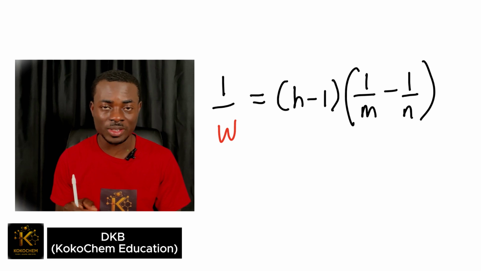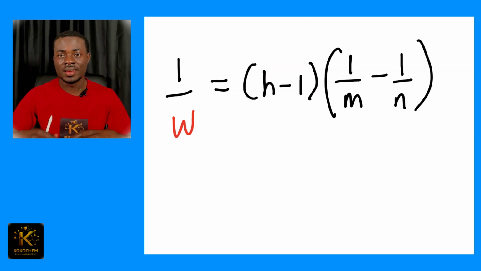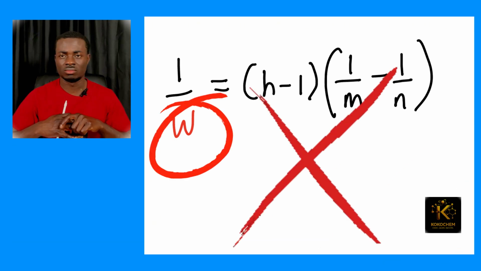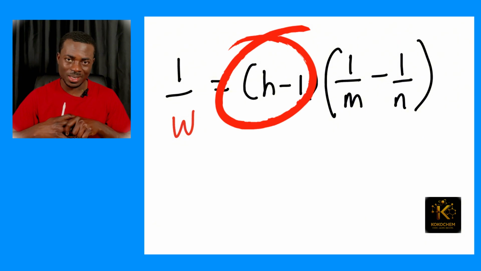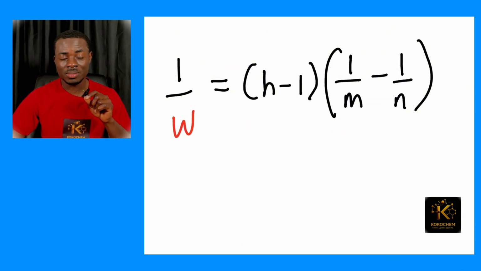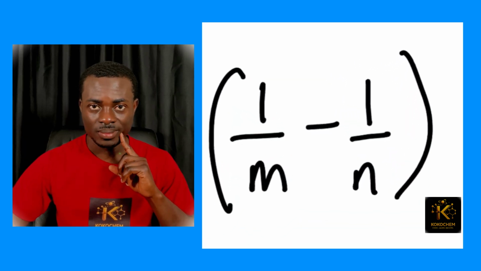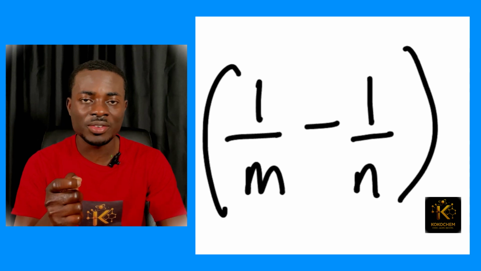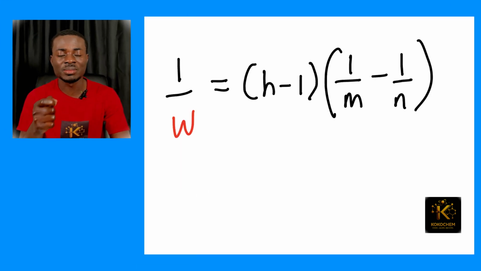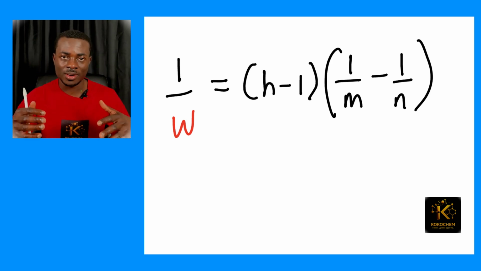So before we solve it, let's identify the main obstacles. Is W the obstacle? Is H the problem? I think the real problem here is this fraction right here. If you're able to simplify this fraction, the rest of the question becomes so much easier to solve. So let's deal with that first, okay?